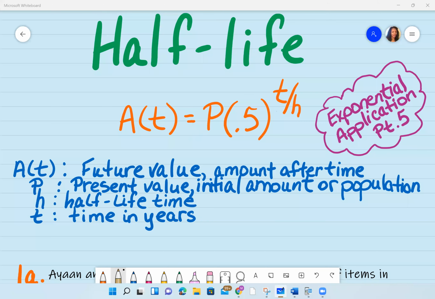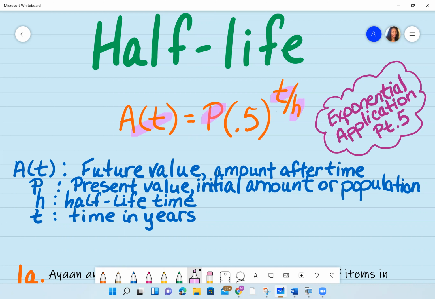This will be the last video of the Exponential Applications series, part 5. And we are discussing half-life. So for half-life, we're going to use the following formula: A of t is equal to P times 0.5 raised to the t divided by h.